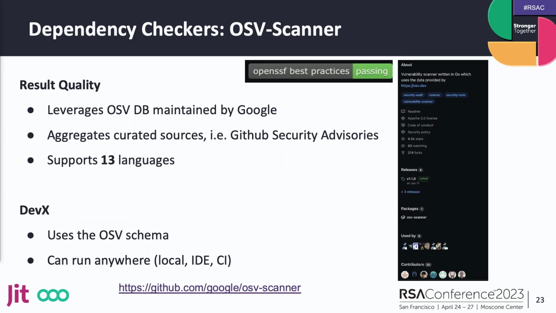So obviously, this is our pick, not only because it aggregates everything, but also because of the result quality. They're curating the sources, they're making sure that the results that you get from this tool are accurate, and it supports 13 languages as of now. In terms of DevX, they also thought about the challenge of providing a unique schema for all the different languages. So that's also a win, because you don't have to deal with the different formats of all the different languages or different tools that you would use otherwise.